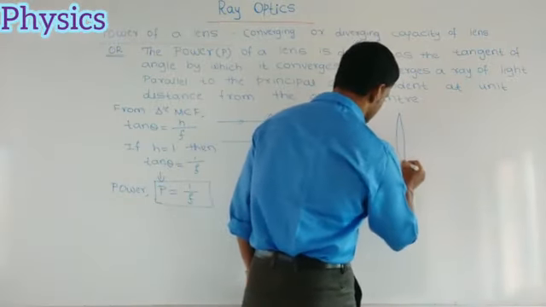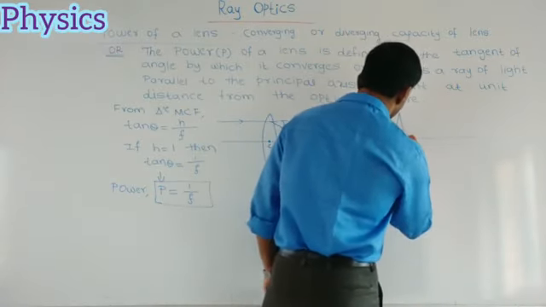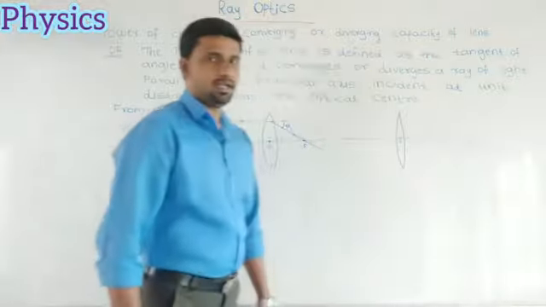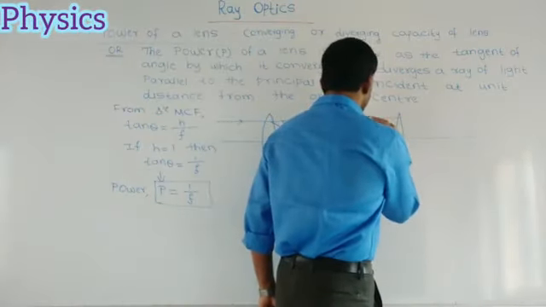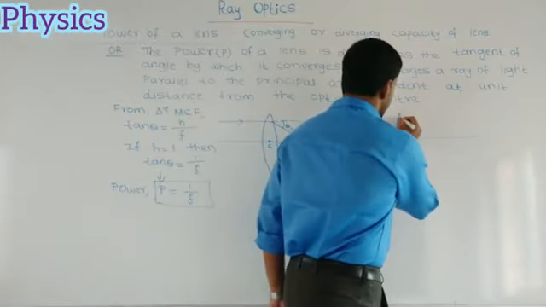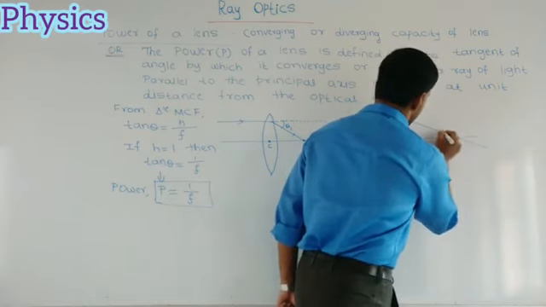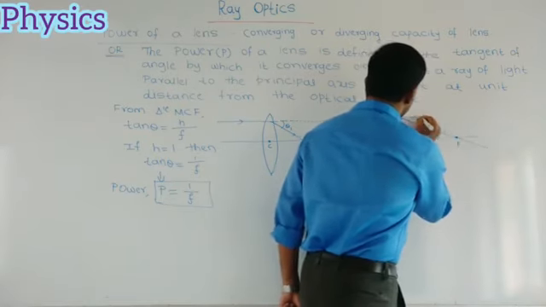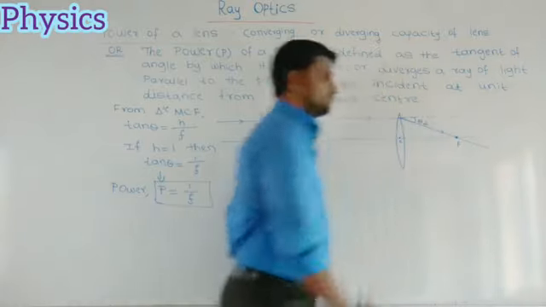Okay. And here I am going to consider another convex lens. This is the other convex lens. This is the principal axis and the central point is the optical center. Here also I am going to incident a parallel ray of light. After refraction, it will pass through the principal focus. This is the principal focus. And here the bending angle I am taking as theta 2.